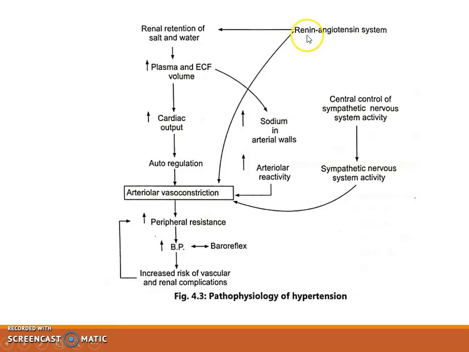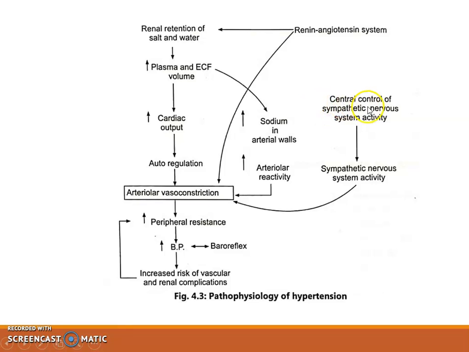Next part is due to the renin-angiotensin system that leads to increase in salt and water retention, which further increases plasma volume, and the path continues due to which blood pressure is also increasing. Or directly, the renin-angiotensin system will release the vasoconstriction hormone which is responsible for the vasoconstriction and increase in blood pressure. Due to increase in plasma and ECF volume, there is increase in sodium in arterial wall which is leading to arteriolar reactivity.